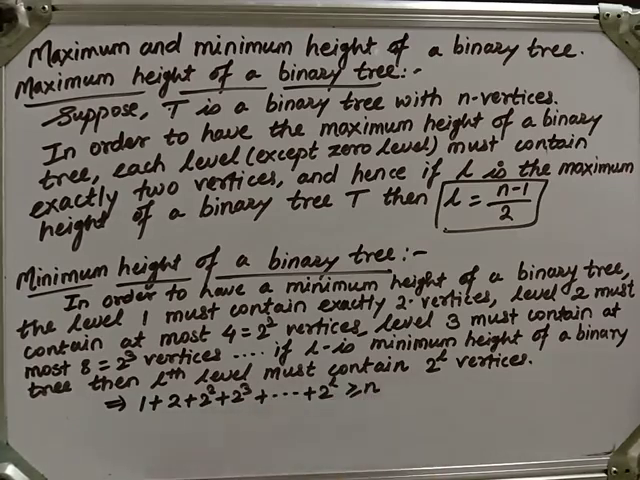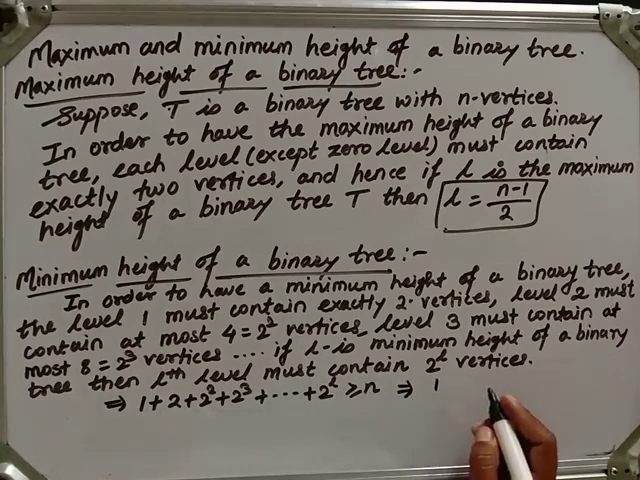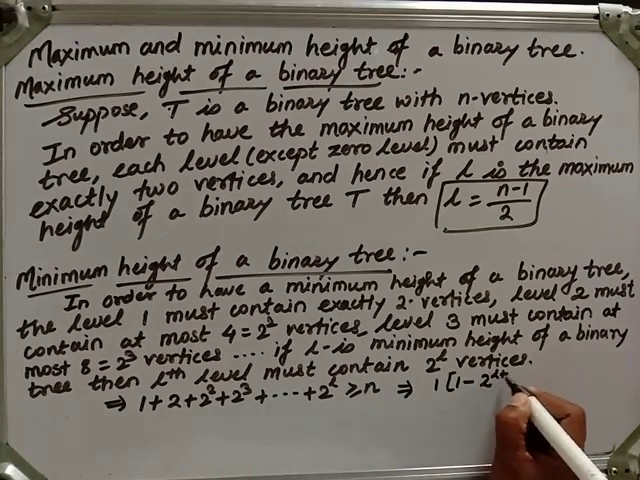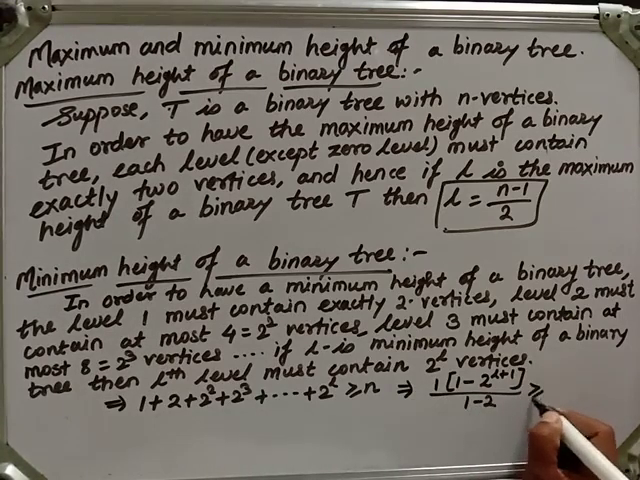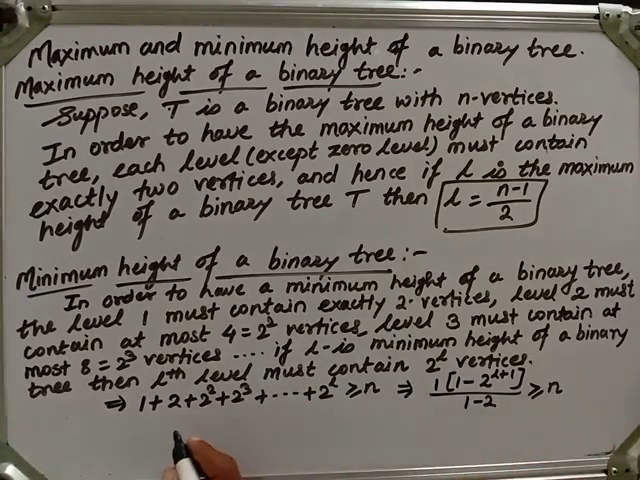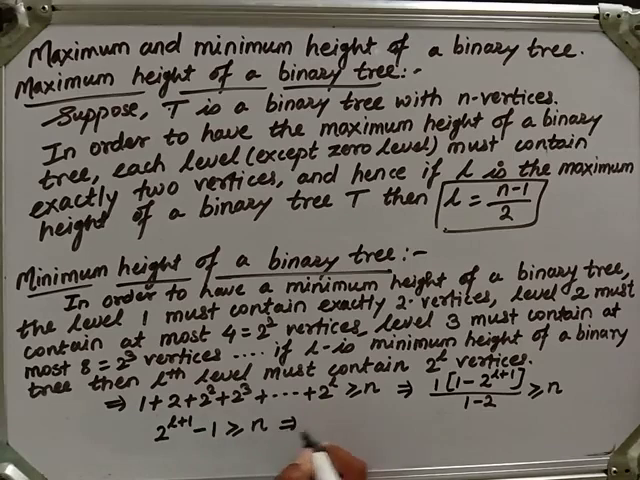Greater equal n. So this gives us 1 into 1 minus 2 raised to L plus 1 upon 1 minus 2. That is what? Greater equal n by geometric progression, right? So it is 2 raised to L plus 1 minus 1 is greater equal what? N. So that gives us 2 raised to L plus 1 is greater equal n plus 1.